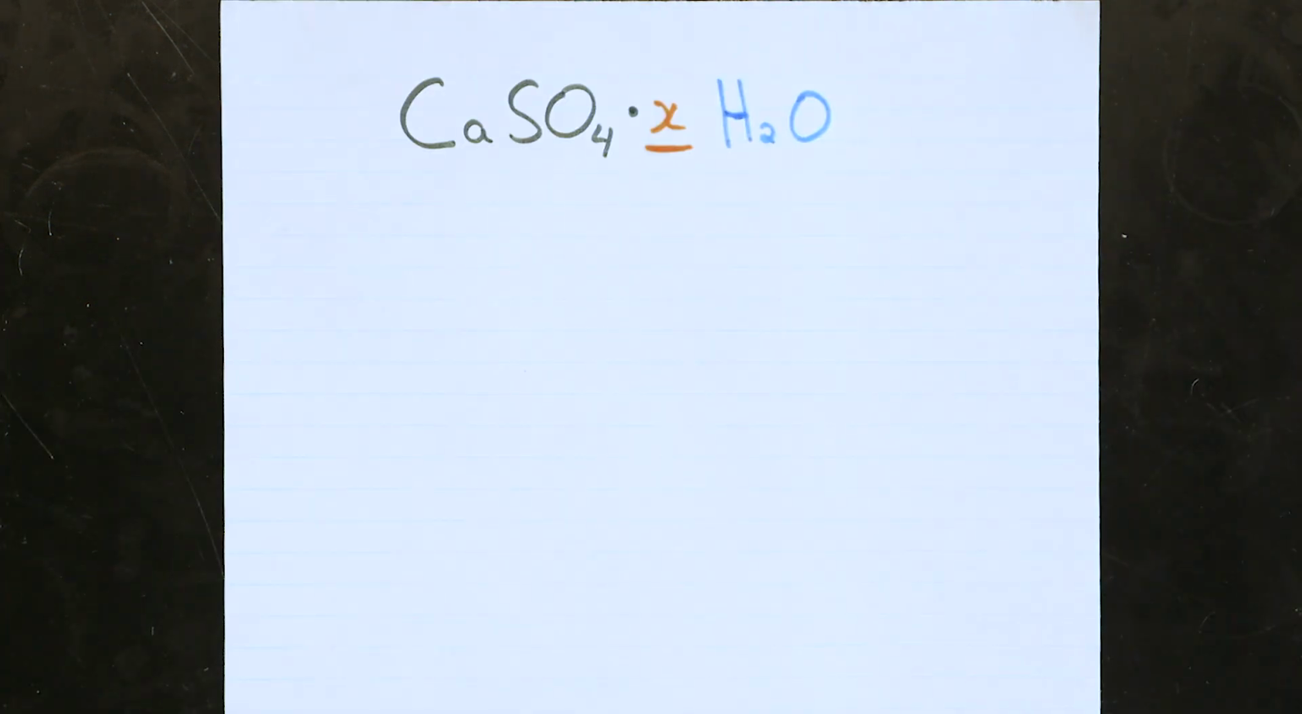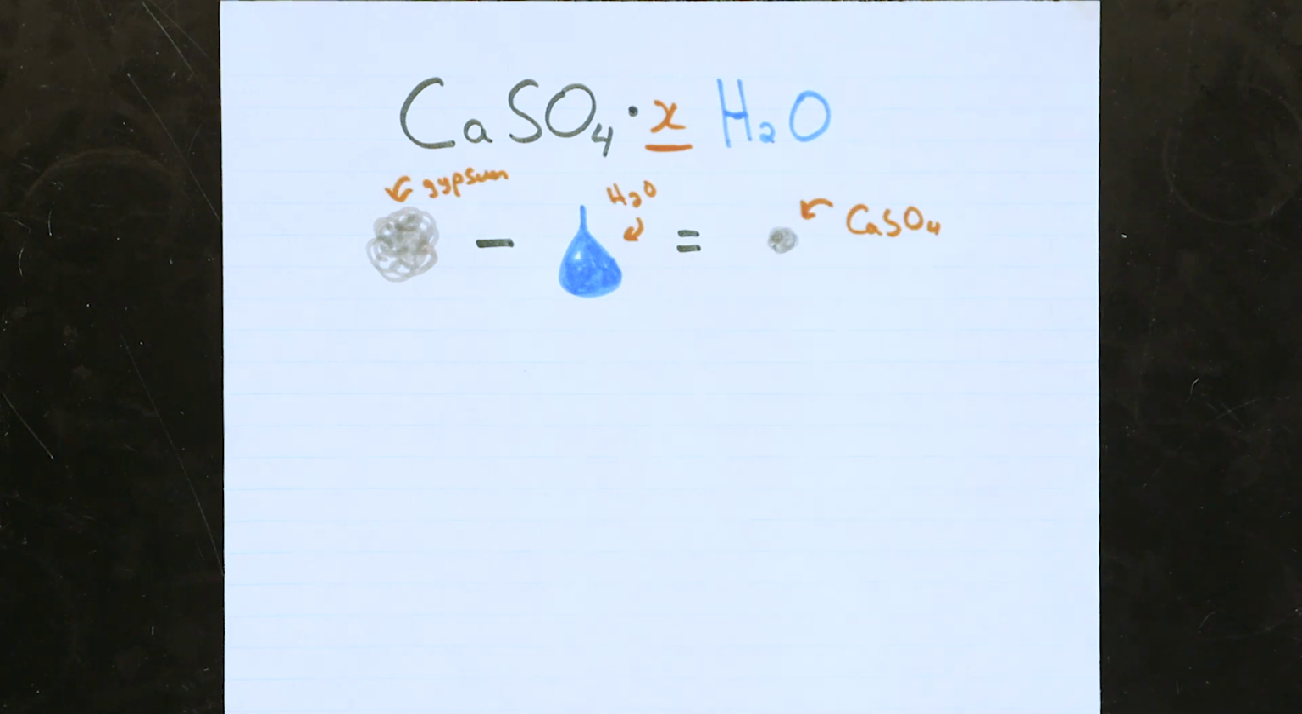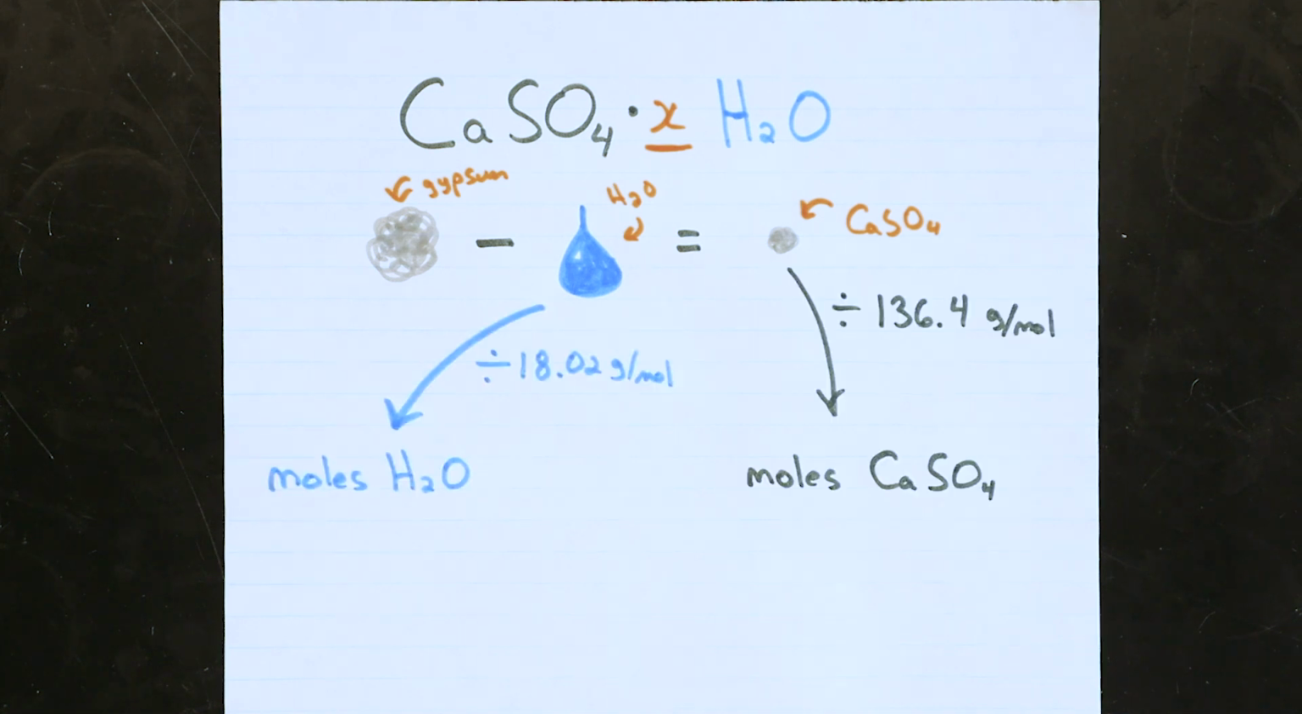So the mass of the hydrate minus the mass of the water will give us the mass of the dry calcium sulfate residue, and we can use each of those to work out how many moles of water and calcium sulfate we had. It's exactly the ratio of these numbers that determines how many water molecules were attached to the gypsum in the first place. Averaging your results will give you a final answer for X, and you'll have figured out for yourself how to count water molecules in a hydrate and solve for an actual chemical formula.